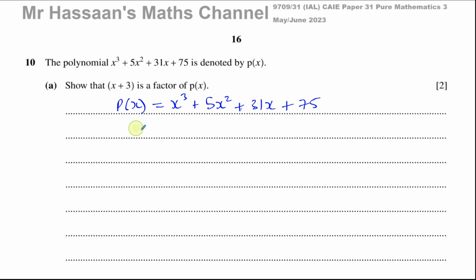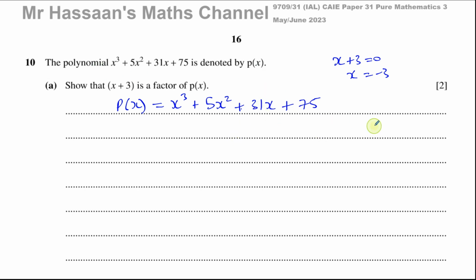Now, they said show that x plus 3 is a factor of p of x. The simplest way to do this is basically to find the value of x that makes this bracket equal 0. So when x plus 3 equals 0, that occurs when x equals negative 3. And substitute that value of x inside the function p and show that that gives you 0. If that gives you 0, that means that when x plus 3 is the divisor, if you divide this by x plus 3, you get no remainder, which means it's a factor of p of x.